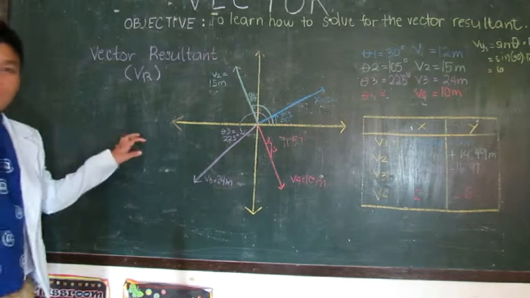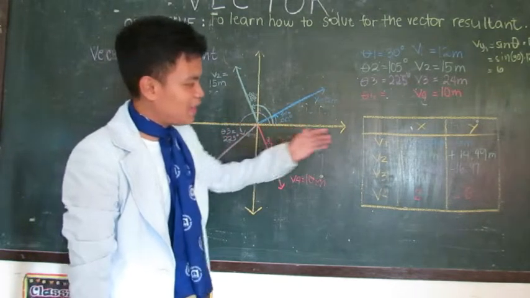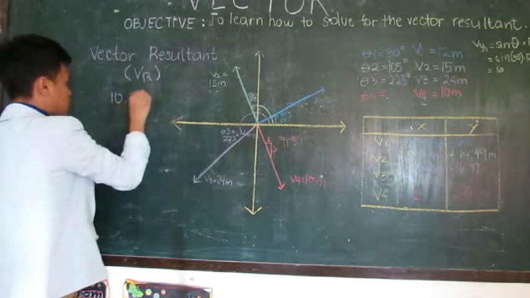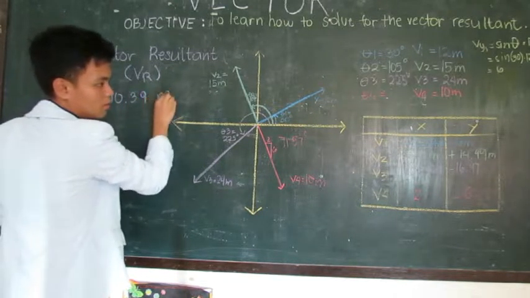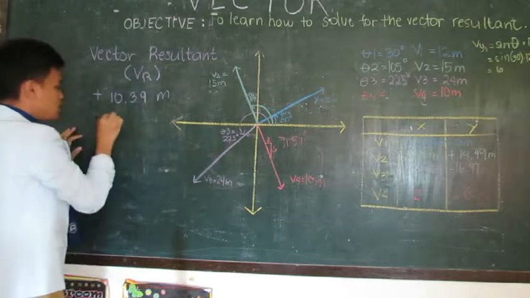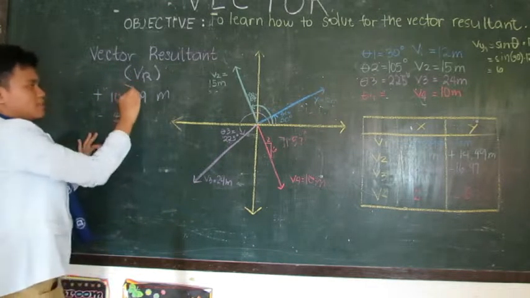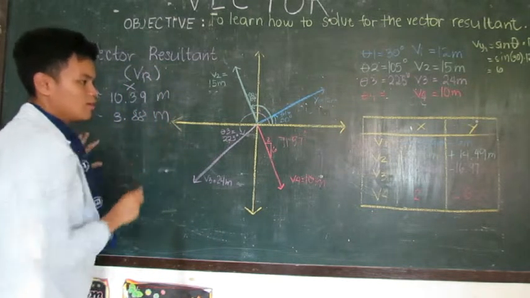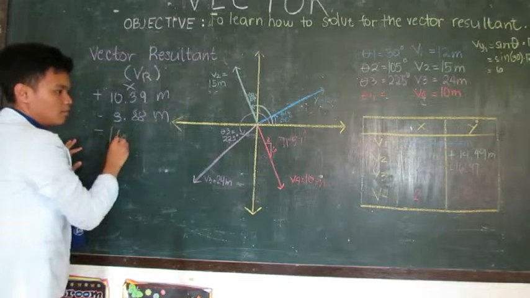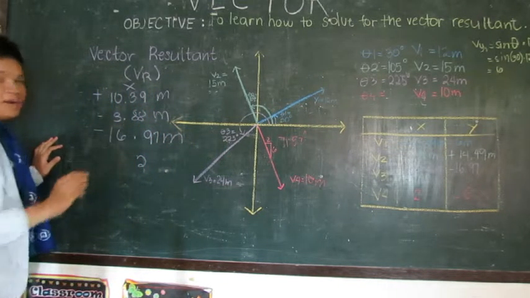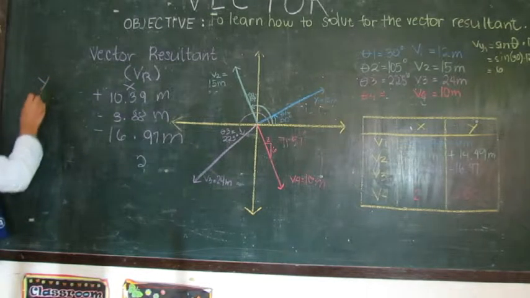In order to get the vector resultant, first, you have to get the summation of x. We have there positive 10.39 meters, negative 3.88 meters, negative 16.97 meters, and 2. And you also need the summation of y.